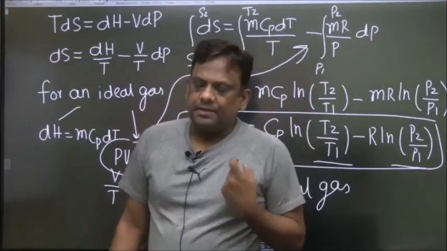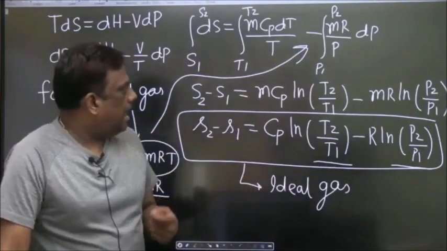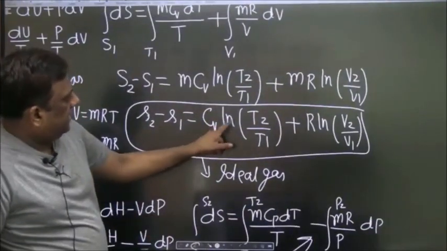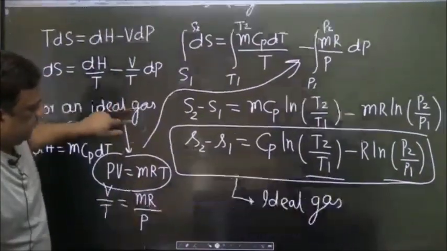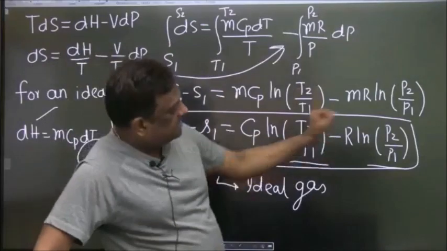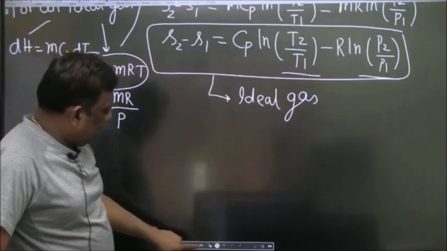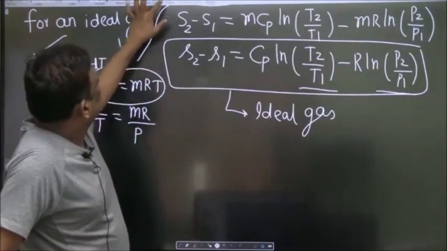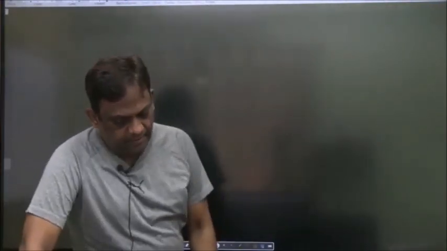Second, remember, TdS, what is that? Cv ln T2 by T1 plus R ln V2 by V1 is the first equation. And the second equation is Cp ln T2 by T1 minus R ln P2 by P1. Now, I can also give you in terms of the other equation. What is that? Look here. What is the first equation?